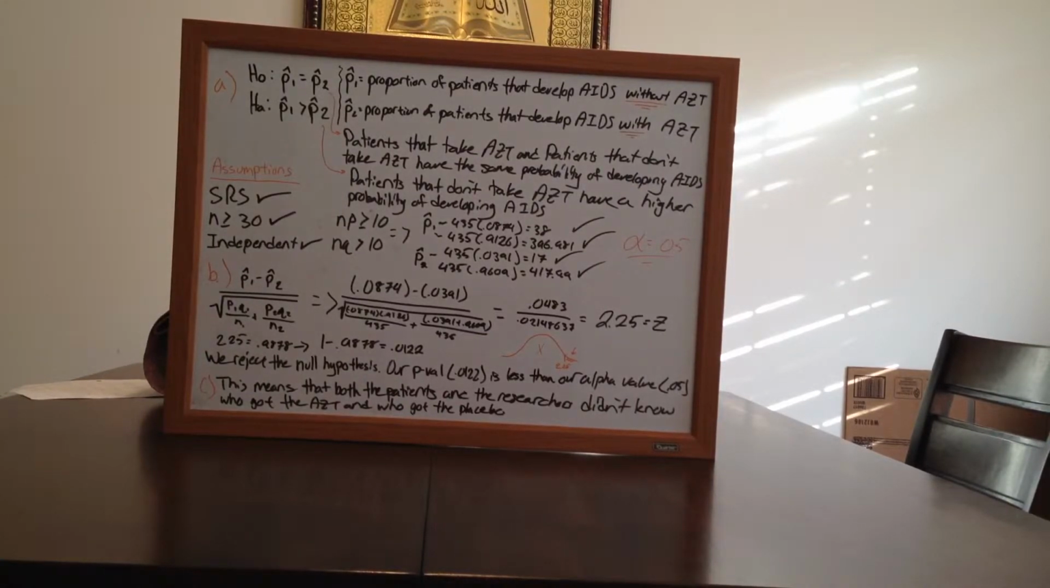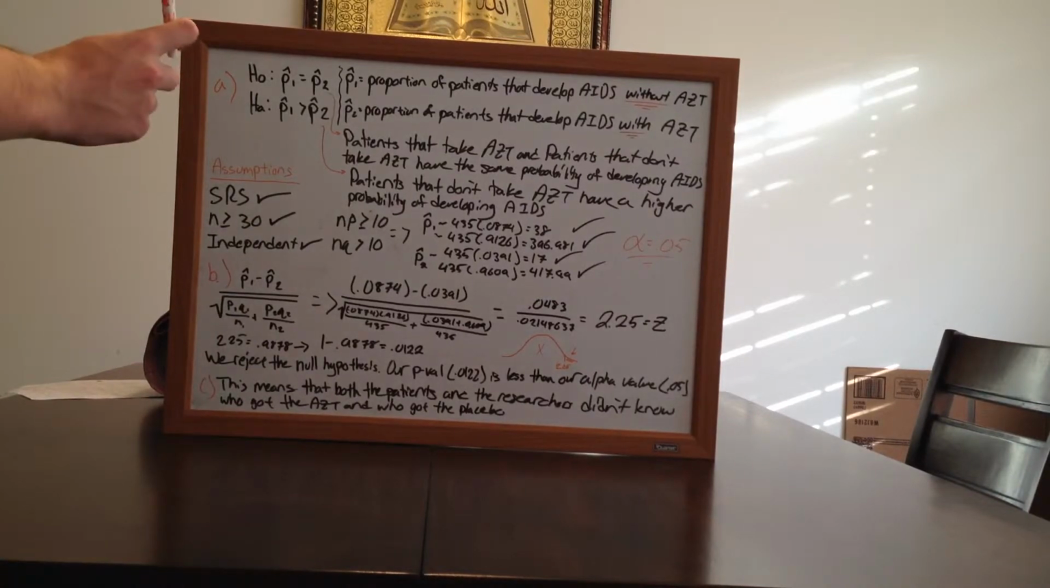So, we need to set up a null hypothesis and an alternative hypothesis. So, I have P1 and P2. P1 is the proportion of patients that develop AIDS without AZT. And P2 is the proportion of patients that develop AIDS with AZT, so basically that take AZT.